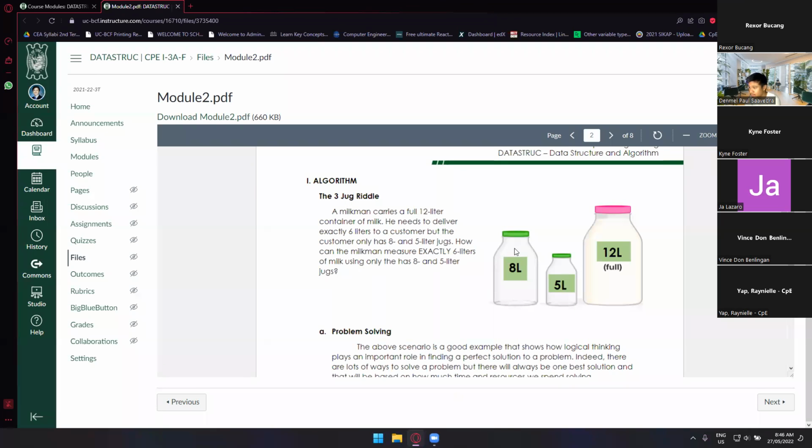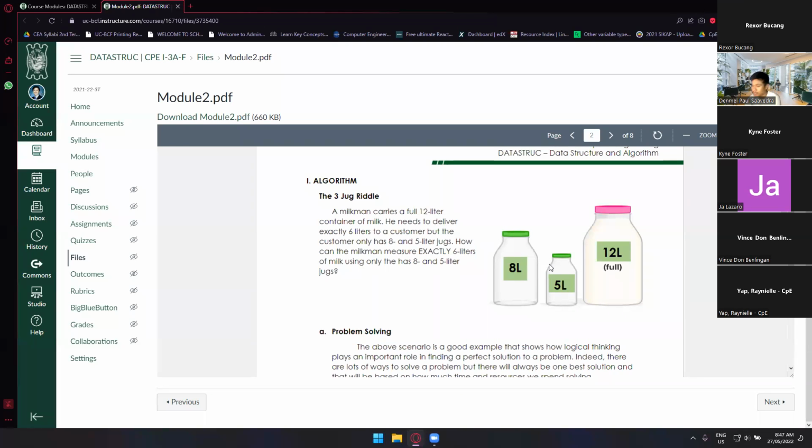We have an example here. The 3-jug riddle. A milkman carries a full 12-liter container of milk. He needs to deliver exactly 6 liters to a customer, but the customer only has 8 and 5-liter jugs. How can the milkman measure exactly 6 liters of milk using only the 8 and 5-liter jugs? With this, probably you're going to get some measurements. Probably you're going to assume that this is the 6-liter, and then that this is the 8-liter, or maybe right here or right here.